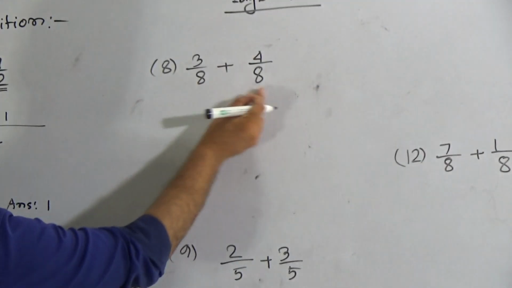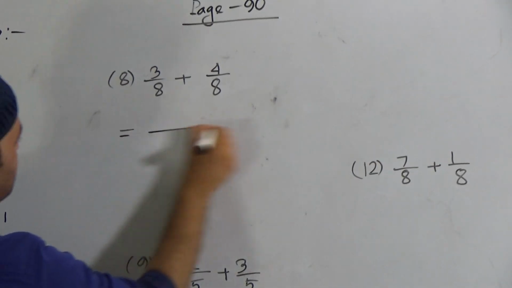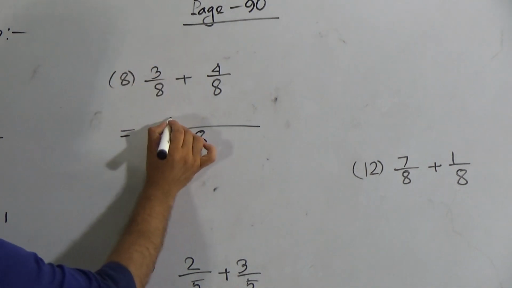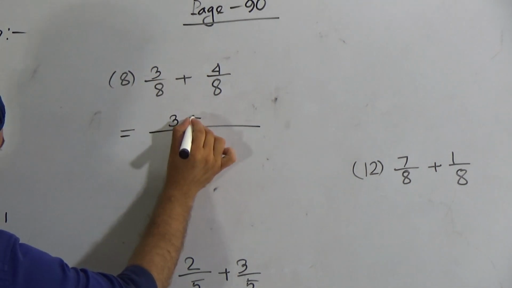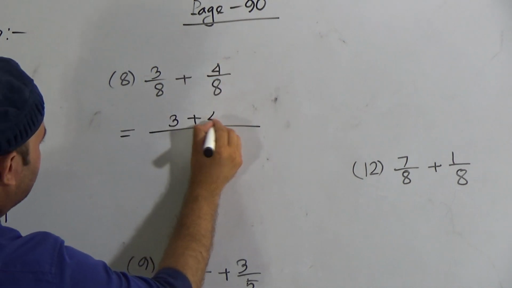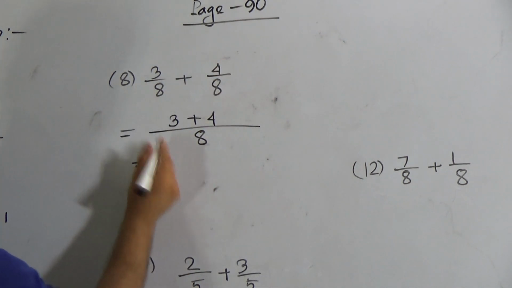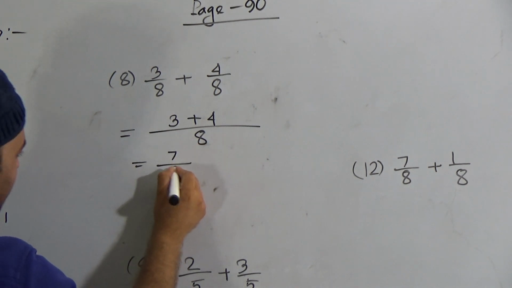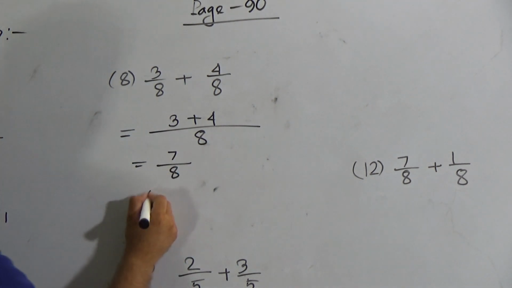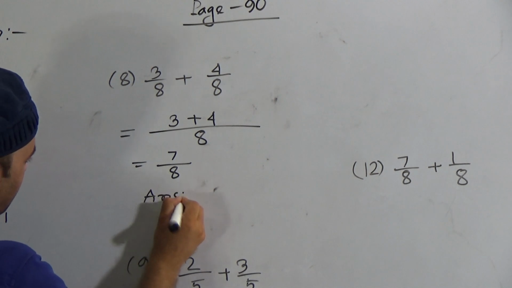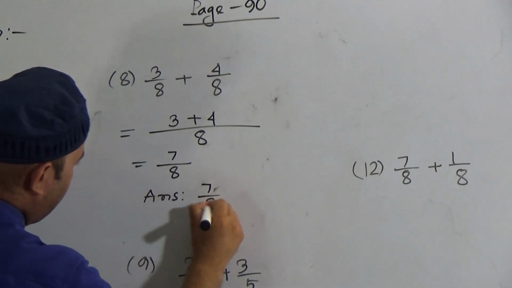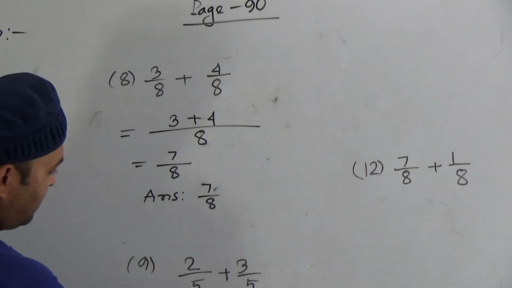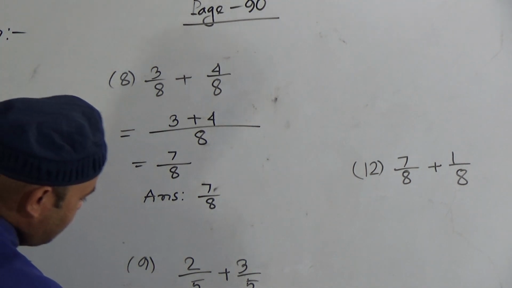Then go to the next one. Here 8 is the same denominator, so write 8 as denominator. Then the first numerator is 3, put the sign plus here, and the second numerator is 4. After adding 3 plus 4, it will be 7 as numerator and 8 as denominator. So the answer is 7 by 8.